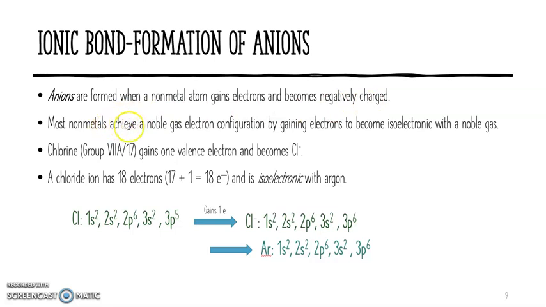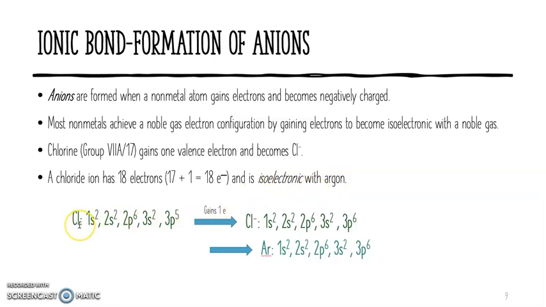So non-metal achieves a noble gas electron configuration by gaining electron and becomes isoelectronic with a noble gas. Why a noble gas? Because noble gas have the octet complete. So chlorine is an example. It belongs to group 7A or 17. It gains 1 electron, becomes chloride ion. Now chloride ion has 18 electrons because chlorine had a total of 17. It gained one electron, therefore it has 18, and it is isoelectronic with argon.